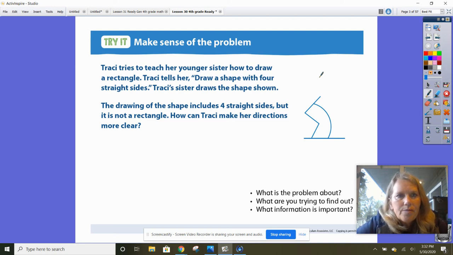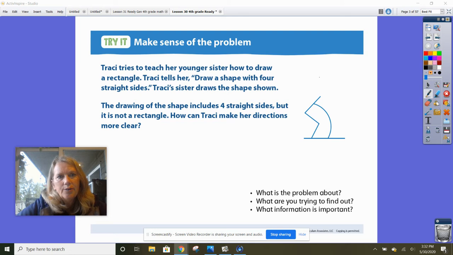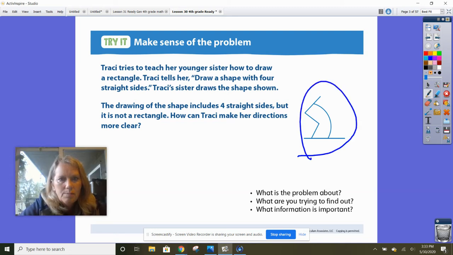Try it problem. Make sense of the problem. Tracy tries to teach her younger sister how to draw a rectangle. Tracy tells her, draw a shape with 4 straight sides. Tracy's sister draws the shape shown. The drawing of the shape includes 4 straight sides, but it is not a rectangle. How can Tracy make her directions more clear?